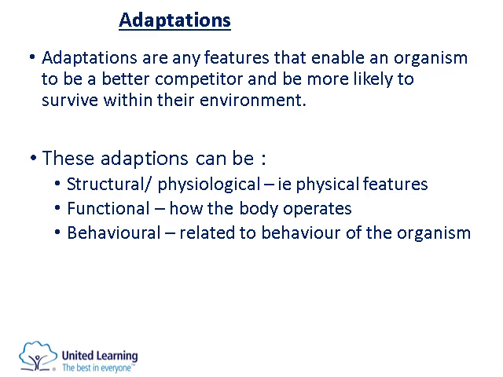The first one is structural, so that's physical features. For example, a polar bear has white fur. Functional is how the body operates. For example, a chameleon can change colour based on where it is. A behavioural adaptation is related to the behaviour of an organism. For example, hamsters are nocturnal and they only come out at night, and that means they're less likely to be eaten by predators.